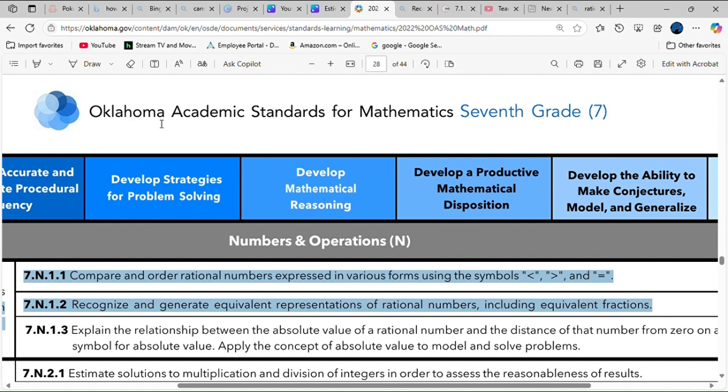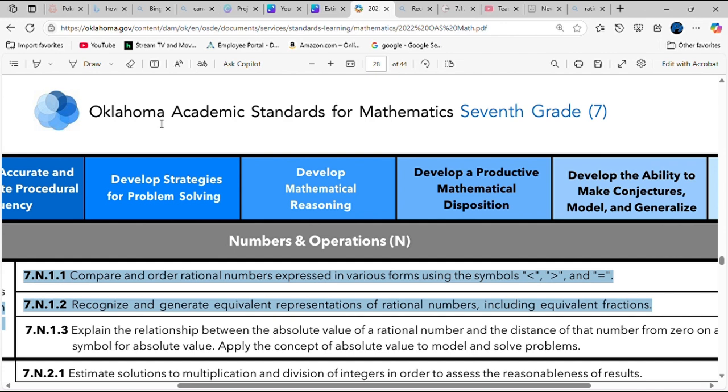They want us to compare and order rational numbers expressed in various forms using less than, greater than, or equal to, and recognize general equivalent representations of rational numbers, including equivalent fractions. There's going to be a lot more work on fractions to come, so we won't do a lot of that, but I'm just going to show you a little bit of the number line and how to compare the numbers.